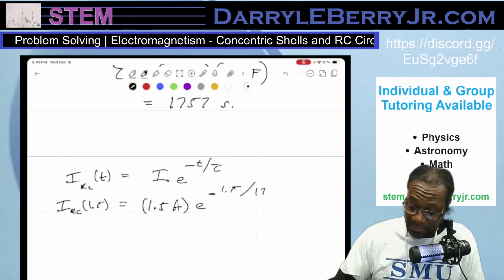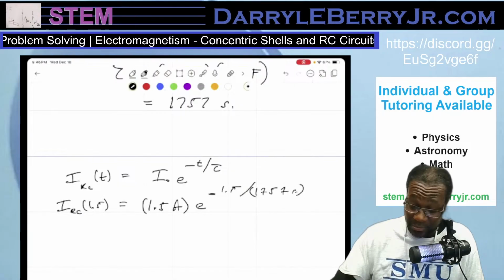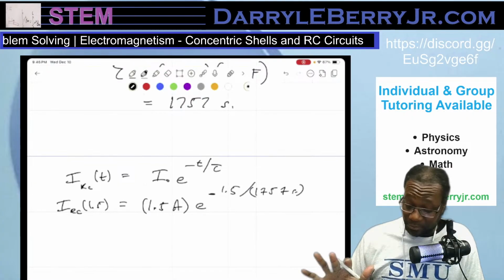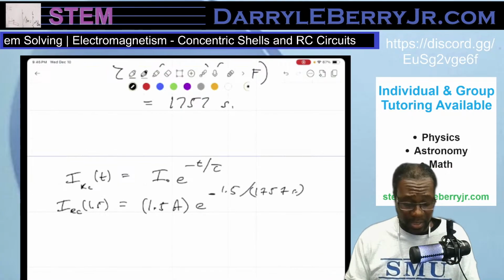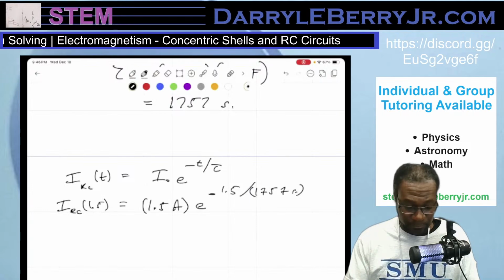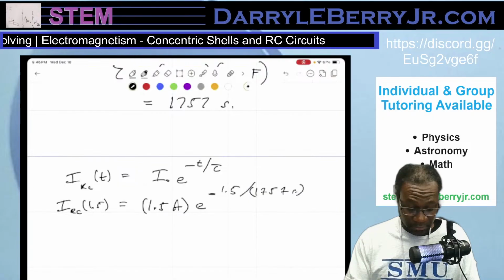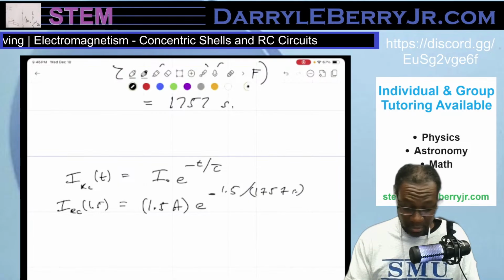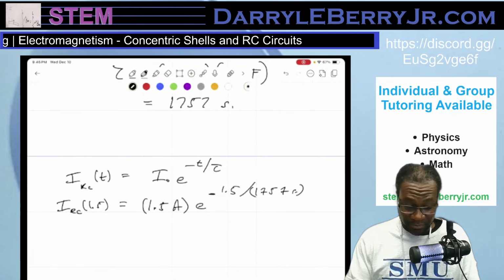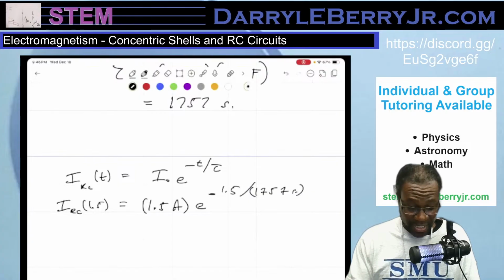So that means everything worked out so that I just have a whole lot less time compared to the one that we were given. So I must have added more resistance, which makes sense. I think I simplified everything but made the numbers bigger. So let's see what this gives me. 1.5 times e to the negative 1.5 divided by that, let's call it 1757.